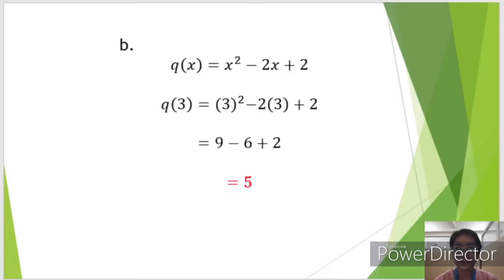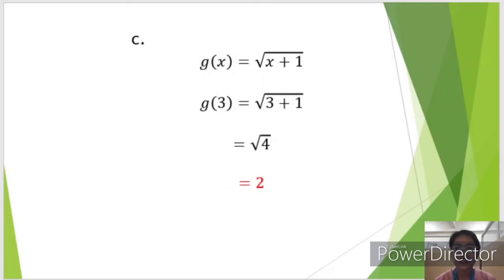Example letter B. Q of x is equal to x squared minus 2x plus 2. So, you need to replace the x by 3. So, we have 3 squared minus 2 times 3 plus 2. So, we have 3 squared is 9 minus 2 times 3, that is 6, and then plus 2. So, 9 minus 6 is 3 plus 2, then the answer is 5.